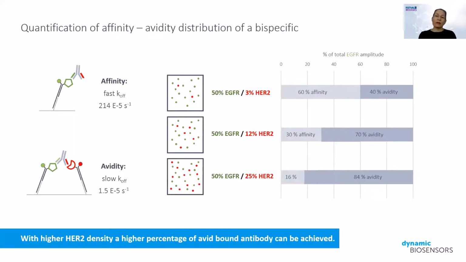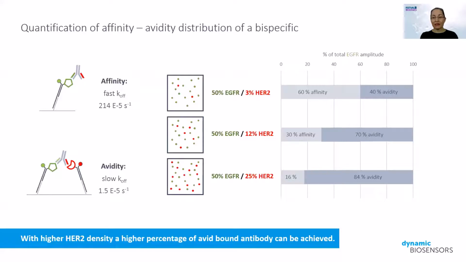Let me show you now a practical example from our lab where we took advantage of the color-coded immobilization of two antigens on the surface combined with the density variation. A clinically targeted antigen pair is the combination of EGFR and HER2, since high expression levels of both of these receptors are connected to a poor clinical outcome for breast cancer patients.